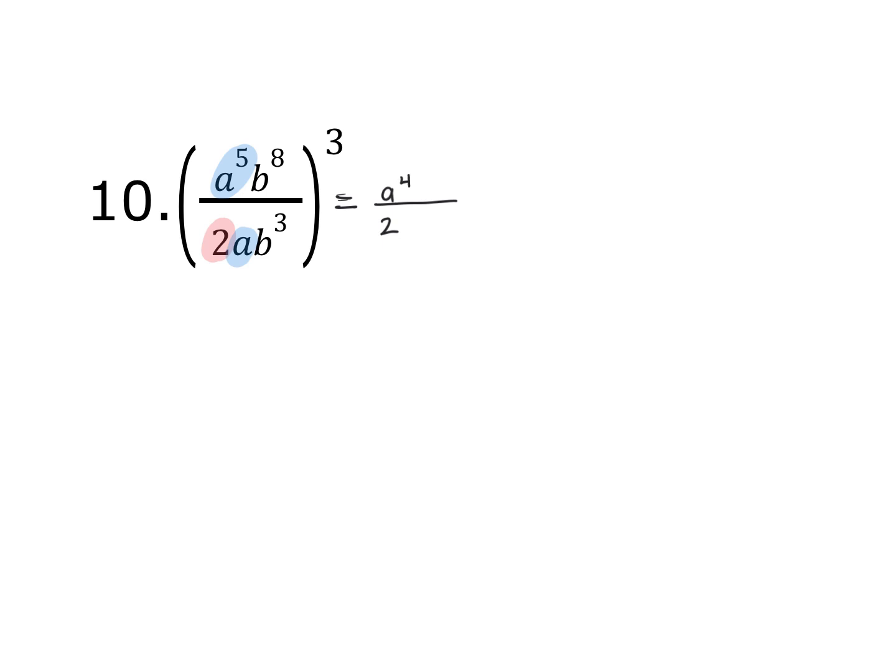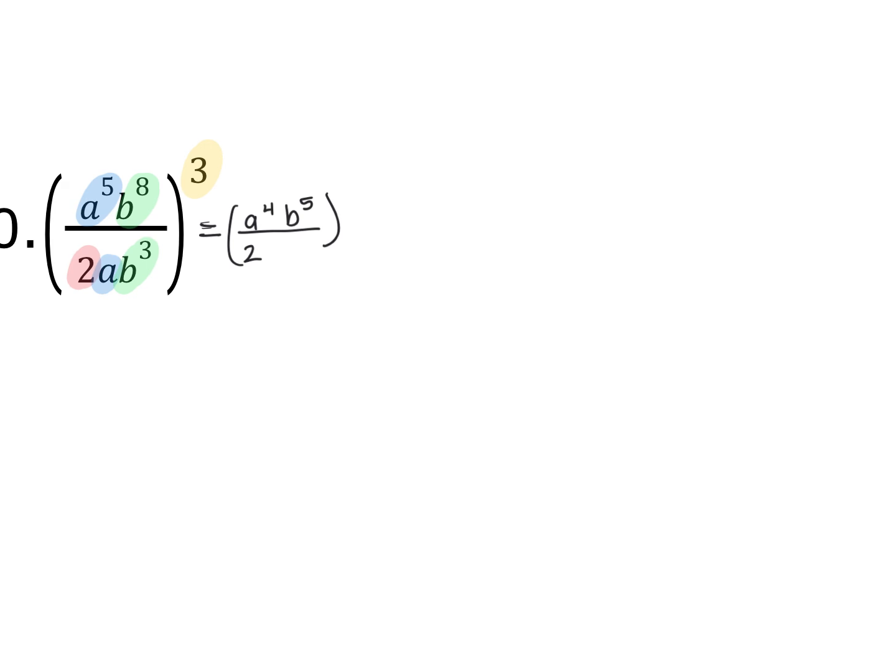And then I have B to the 8th and B to the 3rd. If I subtract those, that's going to give me B to the 5th. And that's going to go on top as well. And then I'm going to look at my power. It's all raised to the power of 3. So I'm going to write all of this 2 more times. I wrote it 1 time, so let's get 3 total. So I have A to the 4th B to the 5th over 2. That's 2 times. A to the 4th B to the 5th over 2.